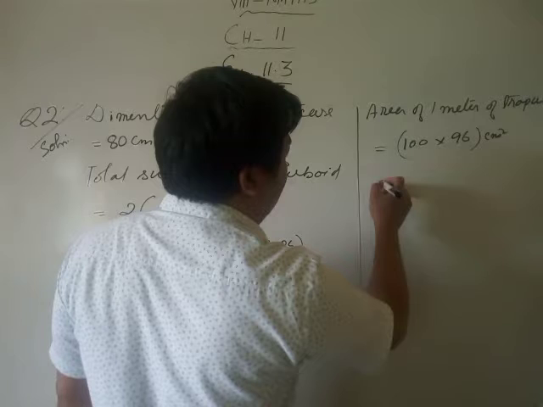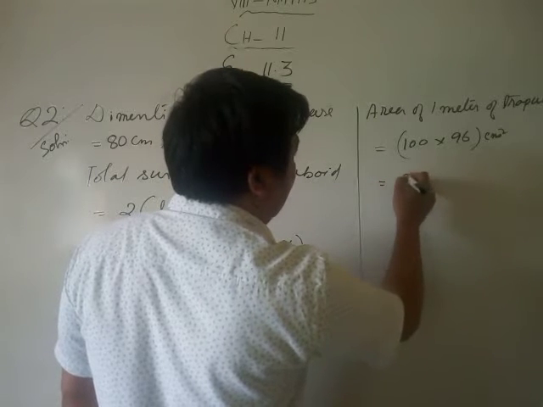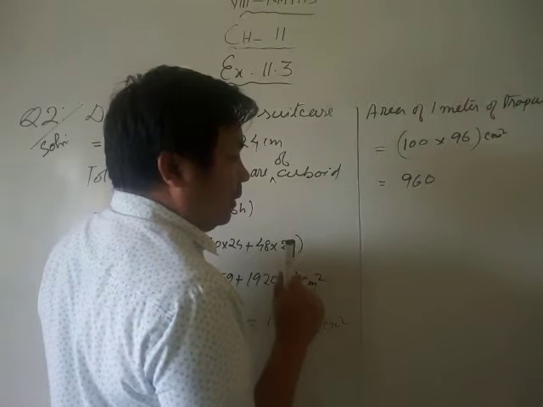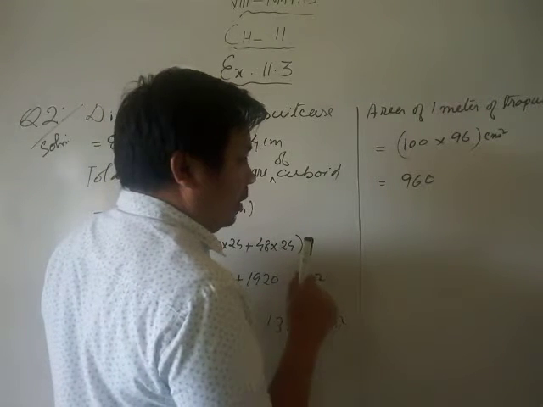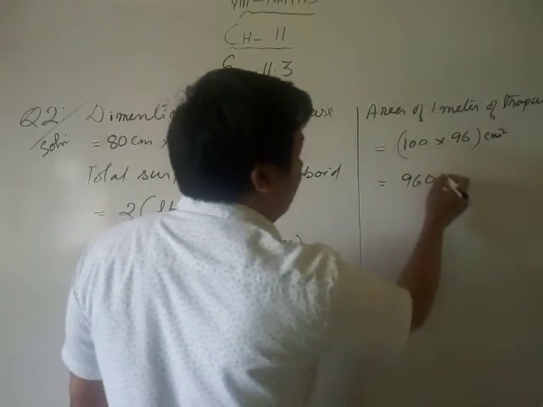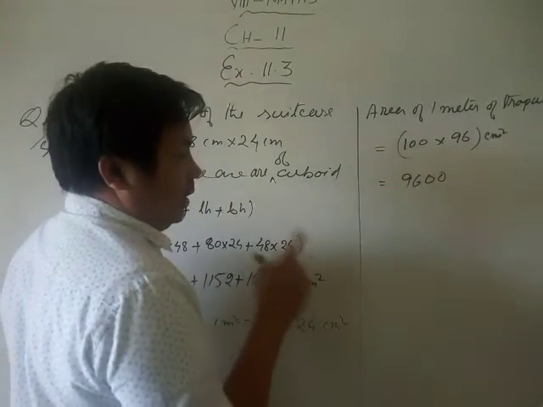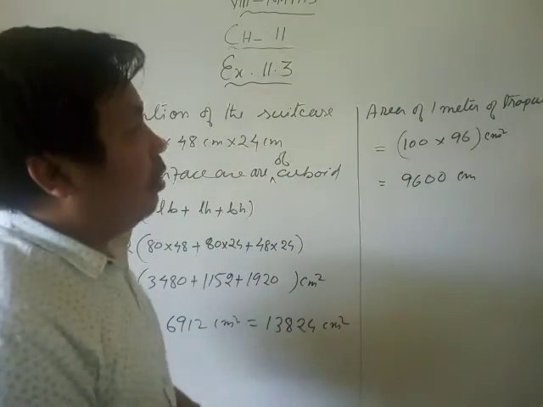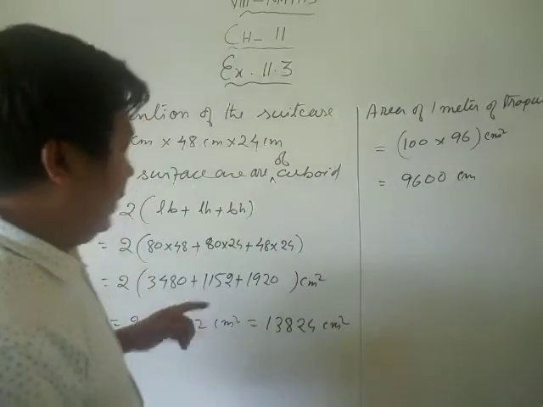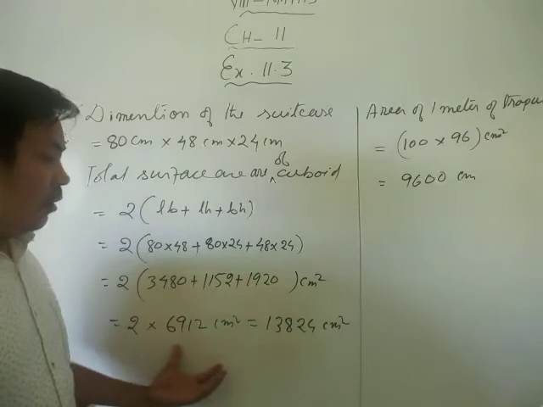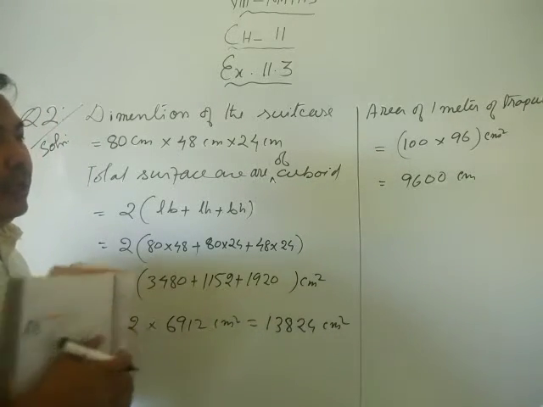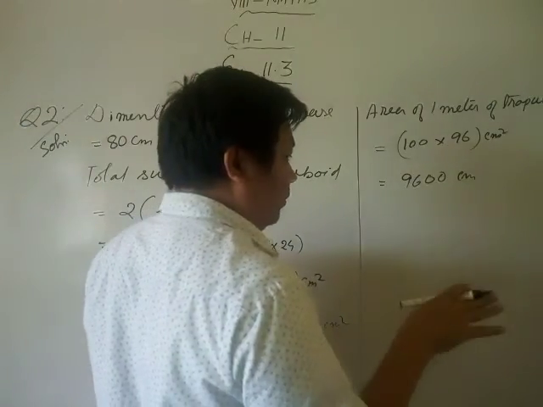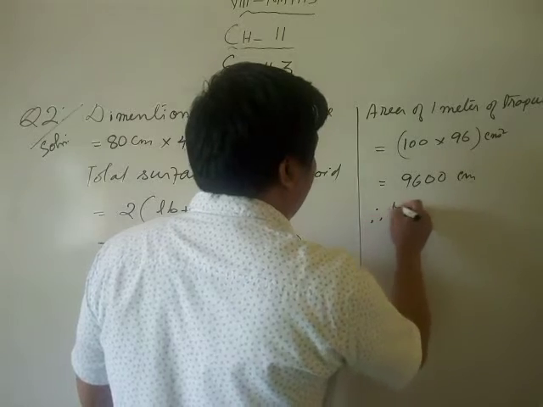Then we are getting the area as 9,600 centimeter square. So this is the area of 1 meter of tarpaulin, and the other is the total surface area of one suitcase. So we are going to find the tarpaulin required for 100 such suitcases.